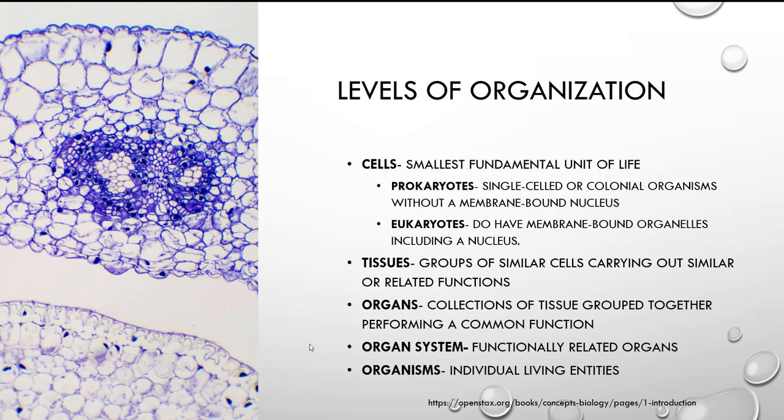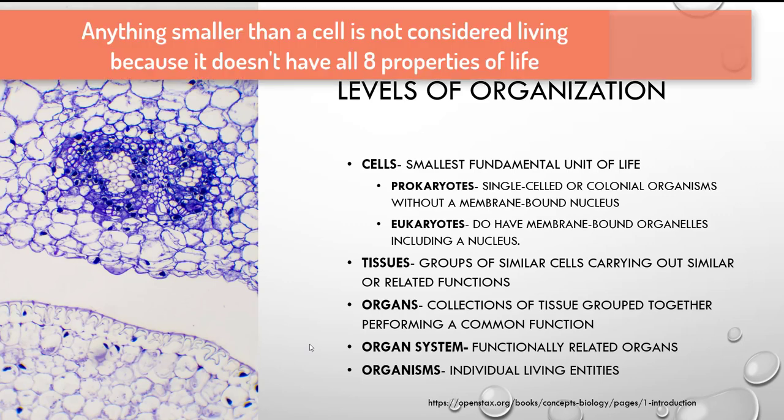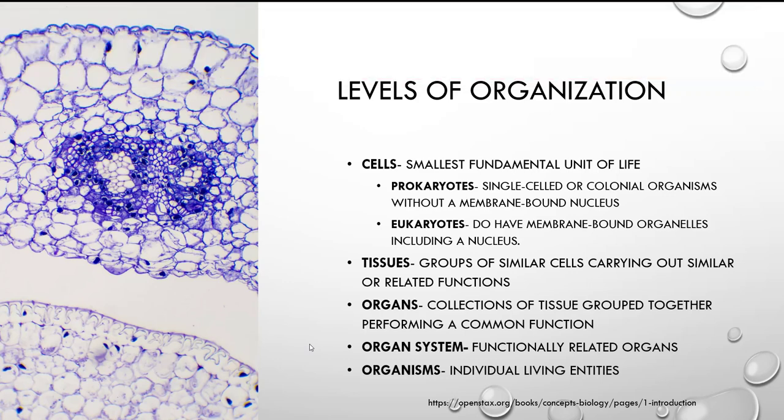So these cells are the smallest unit of life. Anything smaller than a cell is not considered alive, because it doesn't have all those properties of life. Like a macromolecule is not considered alive. It can't process energy. It can't adapt. It may have some of the properties of life, for example it does have some order, but not all. Cells have all 8 properties of life, so it's the smallest fundamental unit of life.